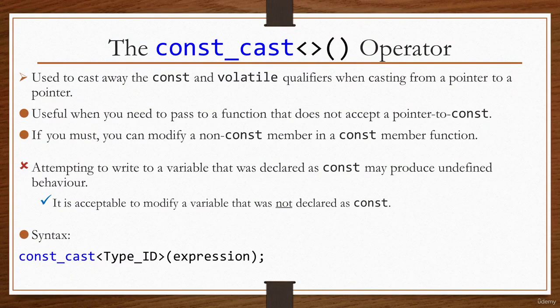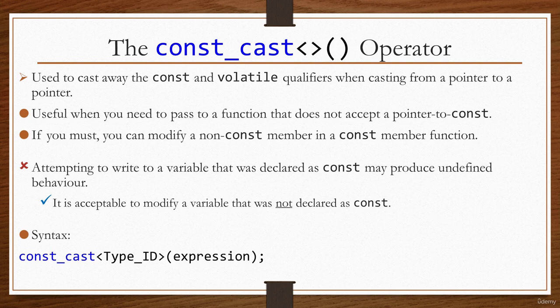In this lecture, we will discuss the const_cast operator, which is used to cast away the const and volatile qualifiers when casting from a variable to a pointer or a reference. So this can be useful in quite a few instances. It is useful when you need to pass to a function that does not accept a pointer to const.